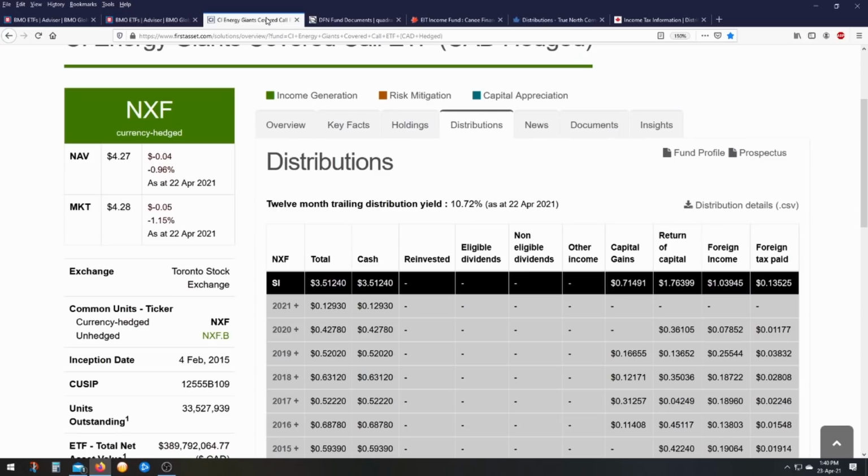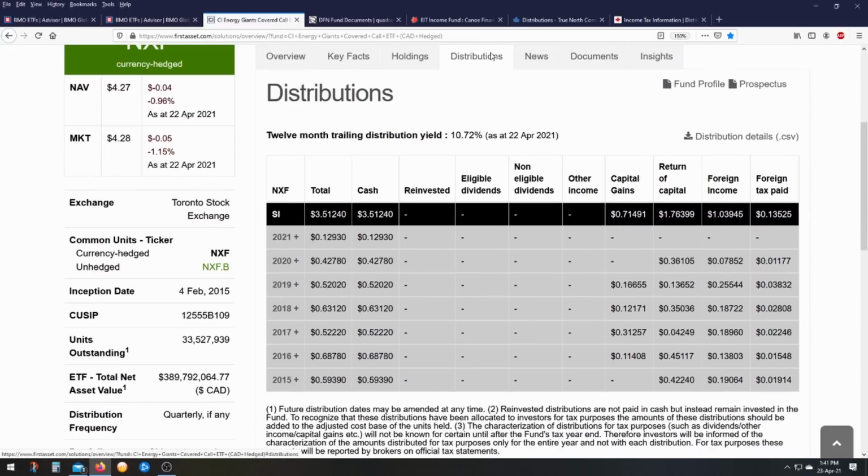So moving on to another covered call ETF, NXF, that focuses on energy. So mostly, there's no Canadian companies in this one here. And you could see the breakdown right when you click on distributions tab. So for 2020, the total dividend was 42 cents or almost 43 cents. And you could actually see the breakdown here. Capital gains, nothing. Return of capital, well, 36 cents out of the 42 cents is return of capital, and the rest is foreign income.